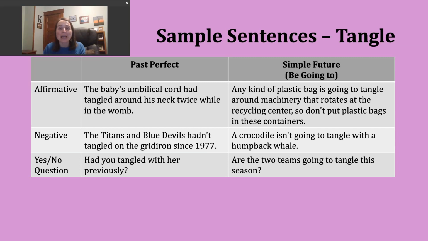Finally, let's look at making a yes or no question in the simple future. To do this, start with your form of be. Whatever form matches your subject, that subject should come next. Then we'll use going to and our base verb. Here's my last example. Are the two teams going to tangle this season? So again, the idea, they're going to compete against one another.